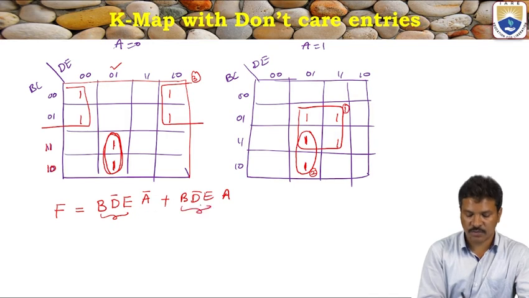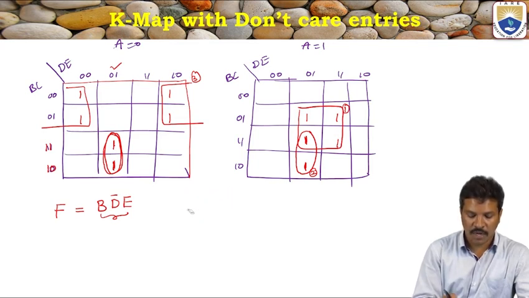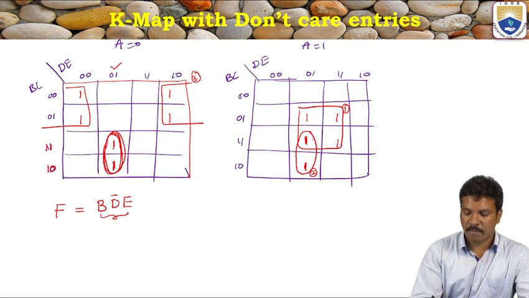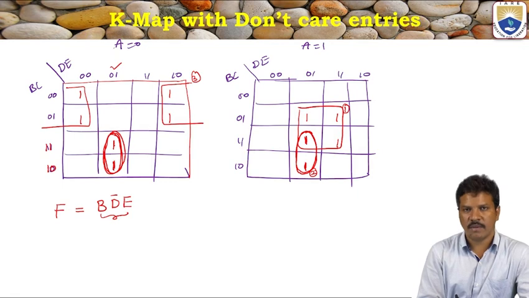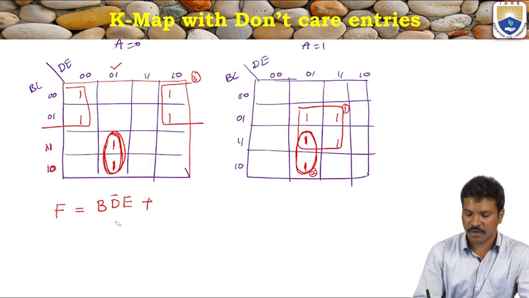So here this one is common. When this term is common, A plus A bar is inside the box, and according to the theorem A plus A bar is 1. So we can cancel the A and A bar terms, and we can take B D bar E only, because this pair is in the same place in the A is equal to 1 box, because A is equal to 0 and A is equal to 1 are cancelled together. That is the first minimized function.